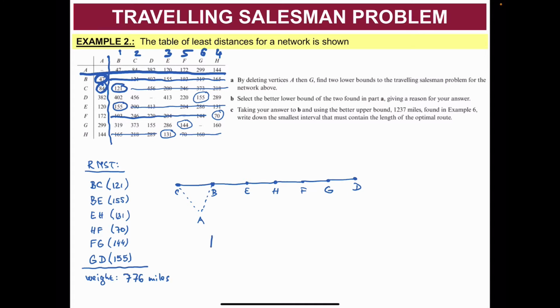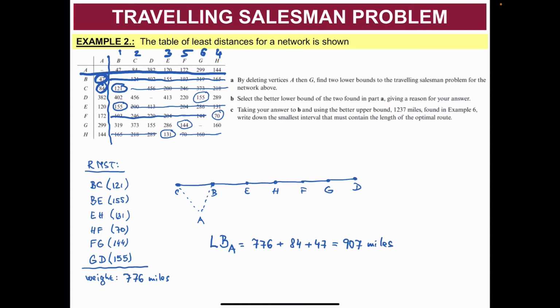So then the lower bound when vertex A was deleted would be the weight of the residual minimum spanning tree, which is 776, plus the cost of reconnecting. So AC was 84 and BA was 47. So together the lower bound is 970 miles if I deleted the vertex A.